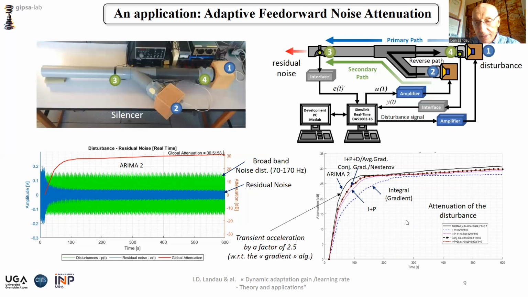Now we have done this for various types of algorithms, and we have put all the attenuation curves on the same figure. And here clearly we can see that the Arima2 algorithm is much faster than the gradient algorithm. And in fact, it's an acceleration by a factor of 2.5. We justify really going into the detail of this type of algorithm.